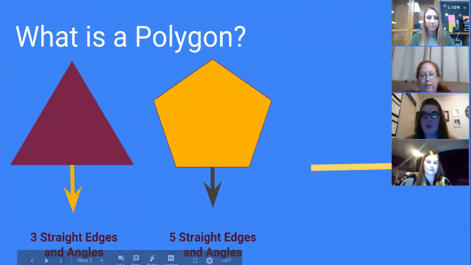Hey, Chelsea, what's a polygon? A polygon is a figure that has 3 or more straight edges and angles. For instance, a triangle is a polygon. It has 3 straight edges and angles. Also, a pentagon is a polygon. It has 5 straight edges and angles.